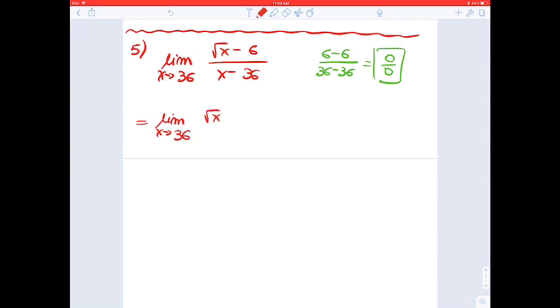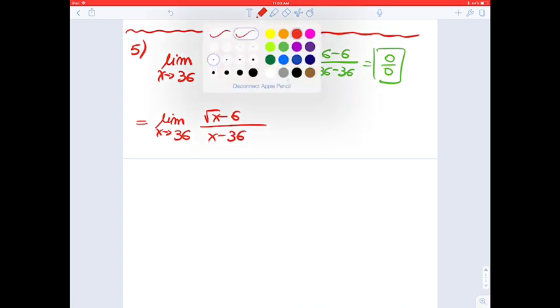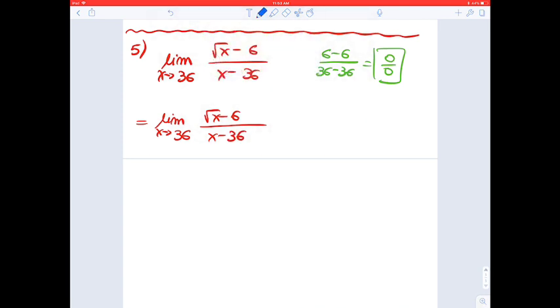In order to simplify this or to find the common factor, if we see the root function, we normally multiply and divide by the conjugate expression. The conjugate expression is the expression with the square root, but instead of subtracting 6, we add 6. Square root of x plus 6, square root of x plus 6. Okay, and let's multiply. Limit as x goes to 36.